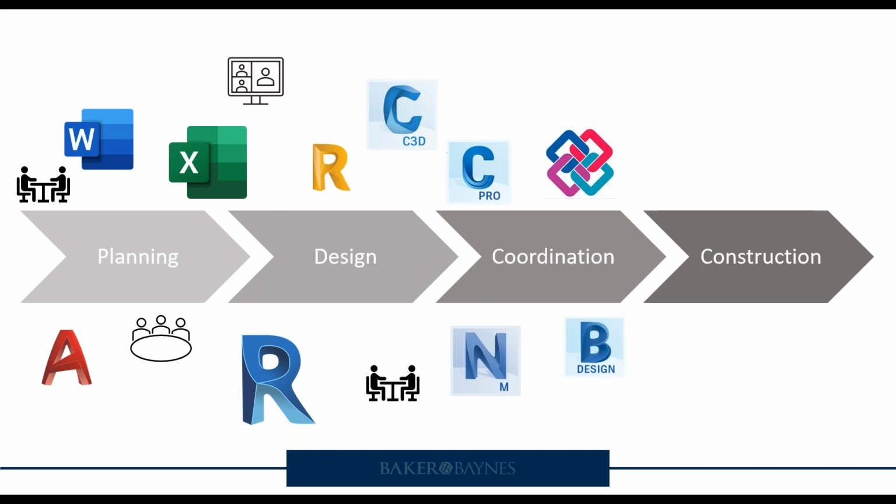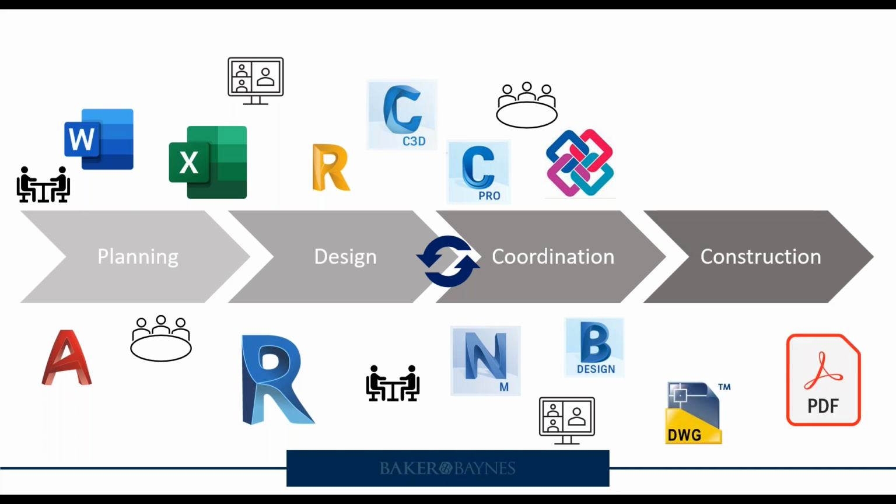And then when we get to coordination, there's a lot of programs out there that can assist in this, specifically Navisworks and Collaborate Pro from the Autodesk software. And then there is always this continuous communication. And so the design and coordination phases can sometimes happen interchangeably or iteratively until you get to the construction phase, and you're producing your DWGs for the contractors and the subcontractors, and PDFs always, especially for record purposes.